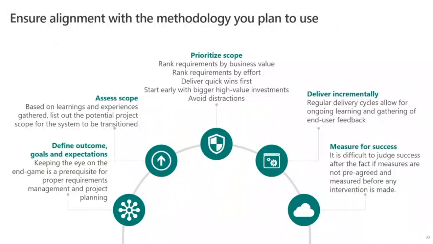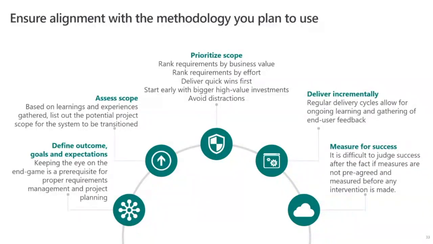Assess the scope based on learnings and experiences gathered. List out the potential project scope for the system to be transitioned. Very important is prioritizing the scope. Try to rank requirements by business value, then rank them by effort. Deliver quick wins first, and start early with bigger high-value investments and avoid distractions.